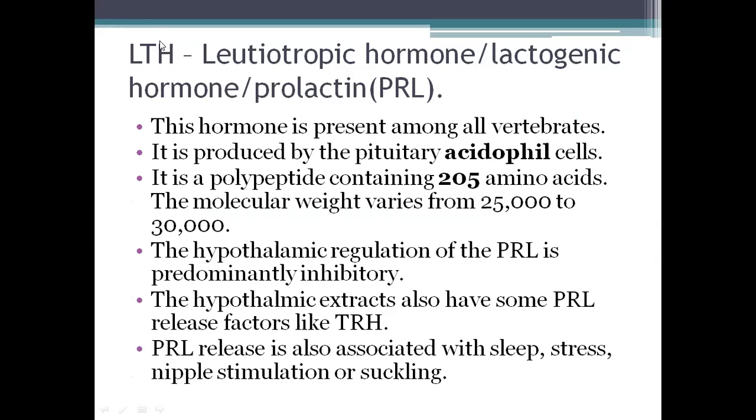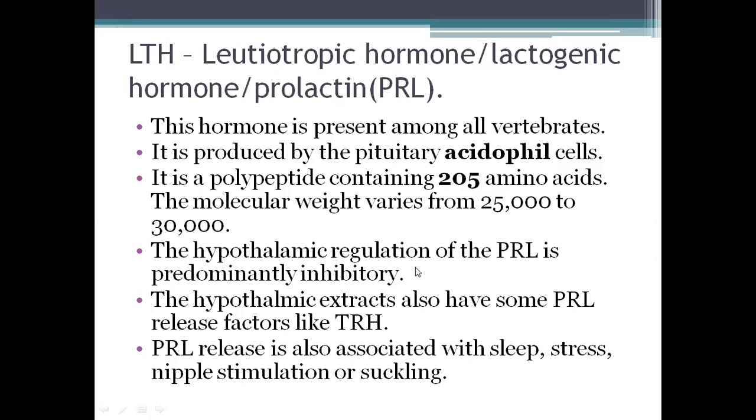Now, another hormone secreted by the anterior pituitary is the luteotropic hormone. This hormone is also known as prolactin, or termed PRL. It is another anterior pituitary hormone, secreted by the acidophils. It's a protein hormone consisting of 205 amino acids. The hypothalamic regulation of PRL is majorly inhibitory, because the stimulatory effects are from sleep, stress, nipple stimulation, and suckling. These physiological or physical activities can stimulate the anterior pituitary to release PRL.